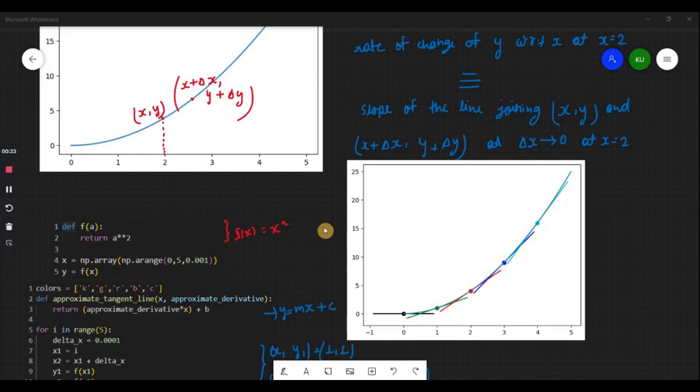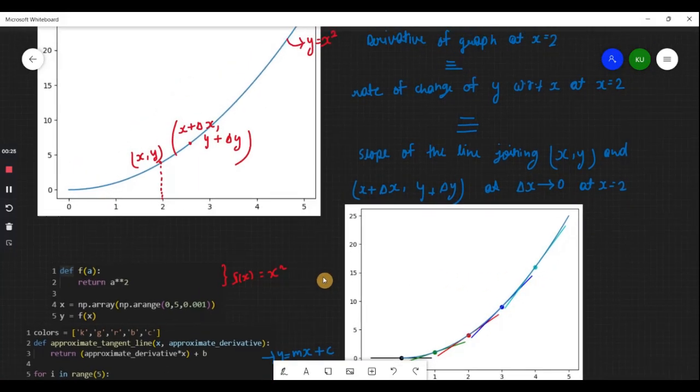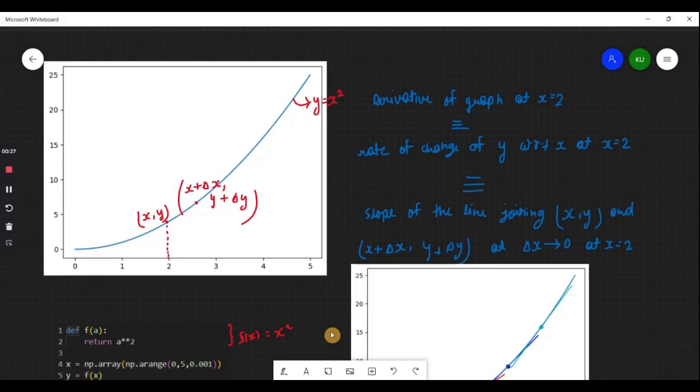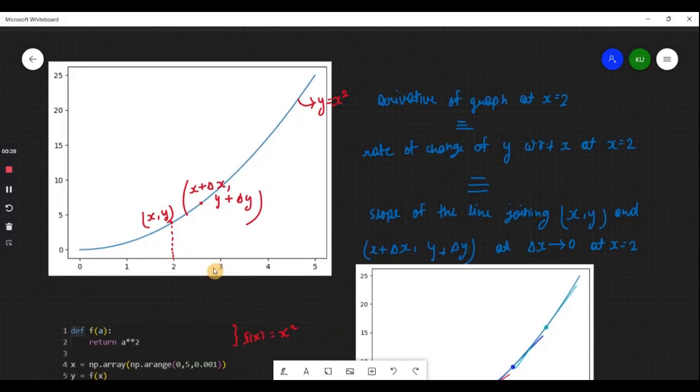Now let's start with understanding what the derivative of a function at a point actually means. Here we have taken a graph of y equal to x square, and let us assume that we have to find the derivative of the function at x equal to 2. So this derivative will represent the rate of change of y with respect to x at x equal to 2.